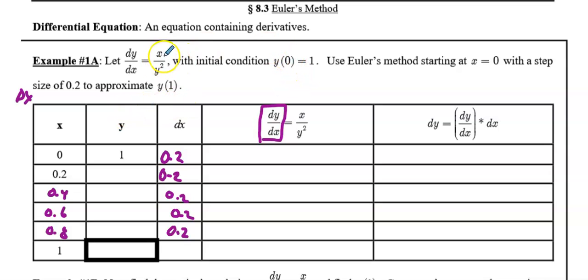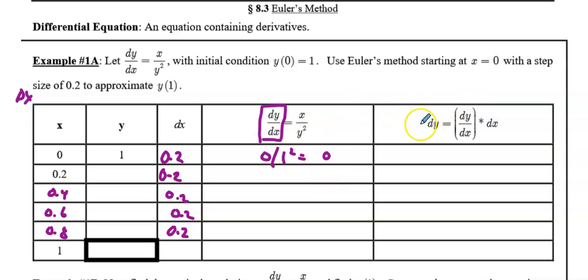So I'm going to plug in 0 for x and 1 for y. That's going to be 0 over 1 squared, which is going to give me 0. So 0 over 1 squared is equal to 0. So you know what I did.